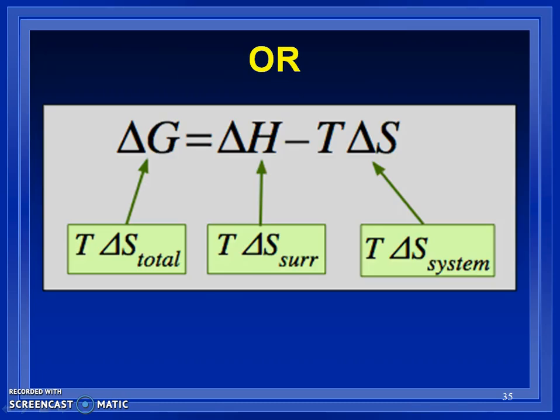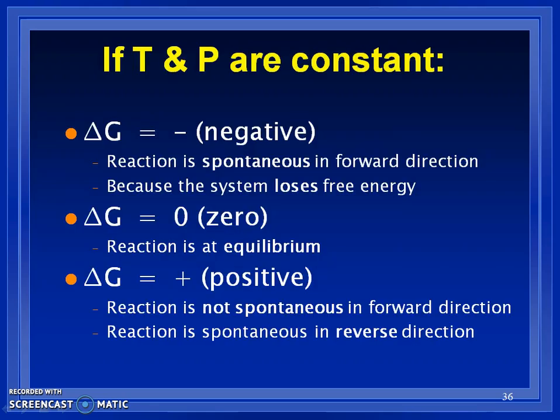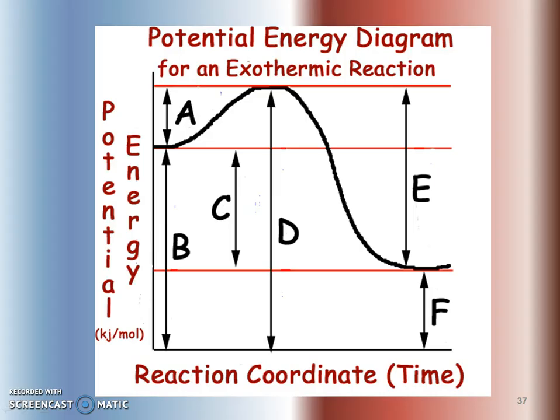So this is where it gets a little confusing, but again, here's our equation, but it gets a little confusing with all the signs. So we want to remember if temperature and pressure are constant, delta G negative is going to be spontaneous because the system loses free energy. Zero is at equilibrium, and positive is not going to be spontaneous in the forward direction, but then that means that it's going to be spontaneous in the reverse direction.